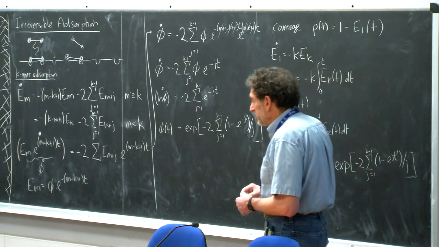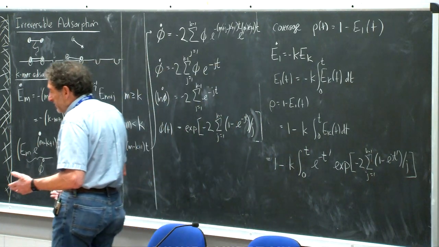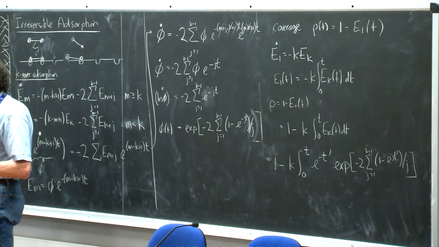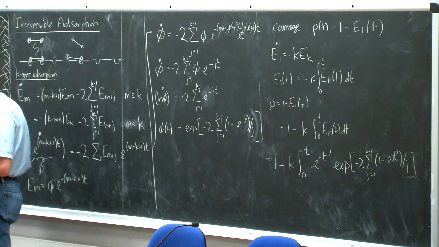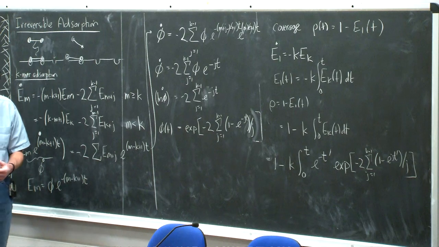And so in the case of dimer adsorption, the final coverage was like 0.866. For trimers, it's a little bit smaller. For tetramers, it's a little bit smaller still. And if you go to the limit where k goes to infinity, which means that you have the continuous limit, then it can be solved again, and it's called the Renyi constant, and the asymptotic density is like some number like 0.747, something like that.